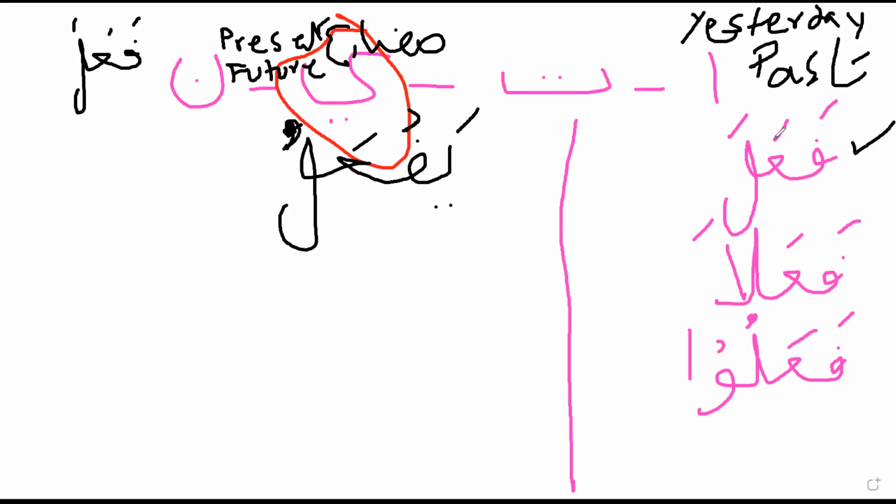This is important because Fa'ala means do, in English. So if you do the translation, what translation will you do? I will do, I did it, or I will do, or I'm doing. What translation will you take here?